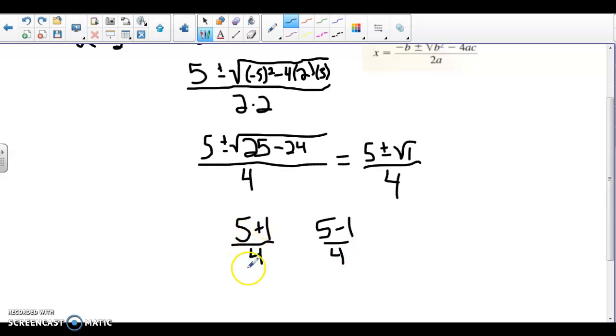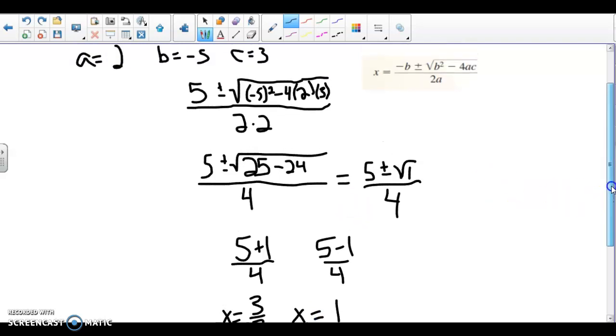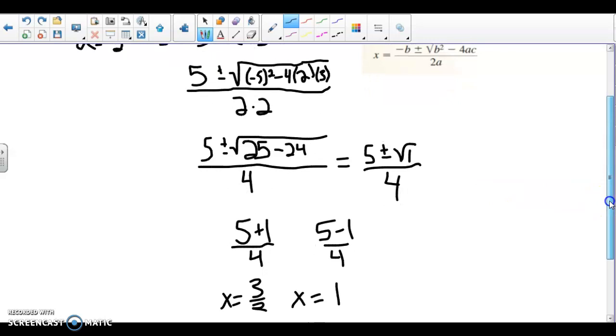So that's going to give us 6 over 4 here, which would simplify to 3 over 2, or 1.5. And then we here would have 4 over 4, which is 1. So x equals 3 over 2, or 1.5, and x equals 1. So now we've solved using the quadratic formula. So that's it, right? That's all you have to do.